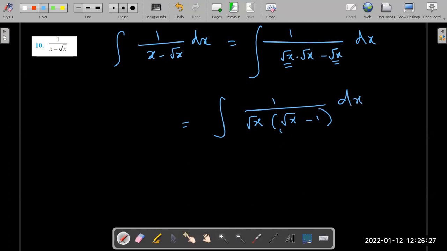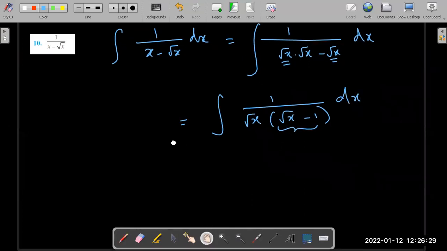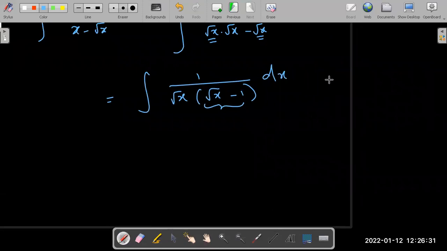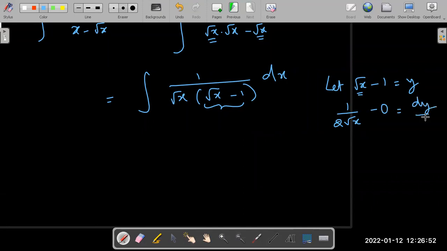Now we have a candidate for substitution. So let root x minus 1 equal to y, so y plus 1 is equal to root x. Differentiating, the differentiation of this is 1 by 2 root x, the differentiation of this is 0, and this is dy by dx. So you will get dx divided by root x equal to 2 dy.